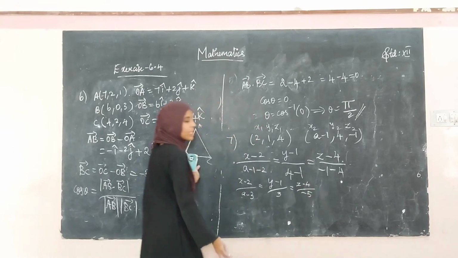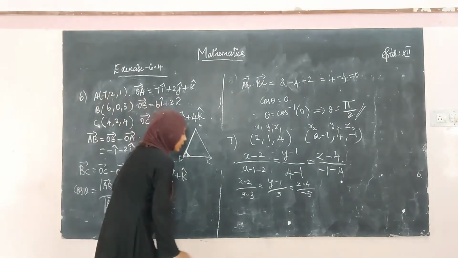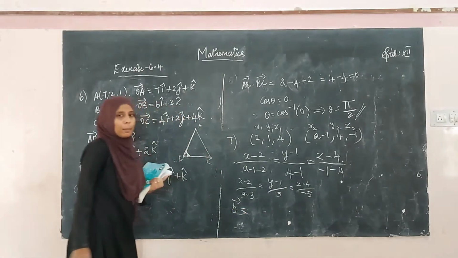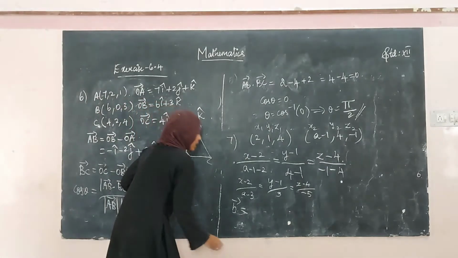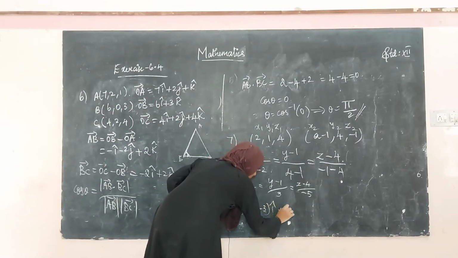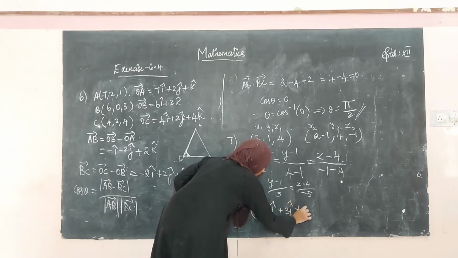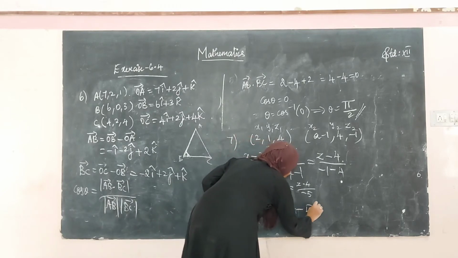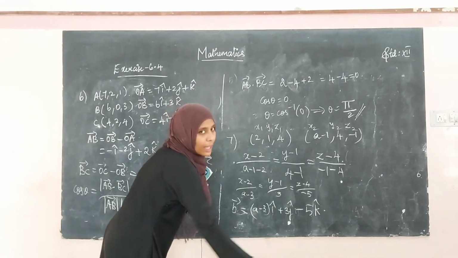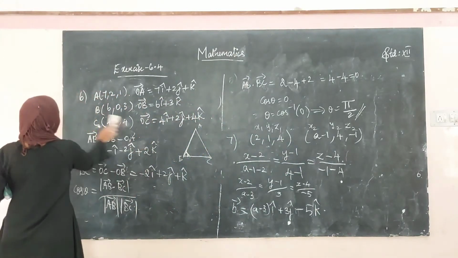So from this we can write the b vector. What is the b vector? So this is b1, b2, b3. Using that we can write the b vector as b1 i cap plus b2 j cap plus b3 k cap. So it is a minus 3 into i cap plus 3 into j cap minus 5 into k cap. So we have found b vector. Similarly, we have to find the d vector.